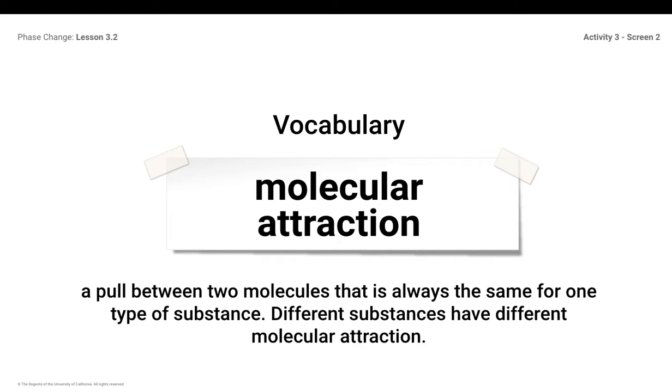Molecular attraction is a pull between two molecules that's always the same for one type of substance. Think about that for a second. We just saw that in the simulation. It is a pull between two molecules that's always the same for one type of substance. Different substances have different molecular attraction. I'm going to let you pause the video, write down your definition, and then go ahead and start when you're ready.